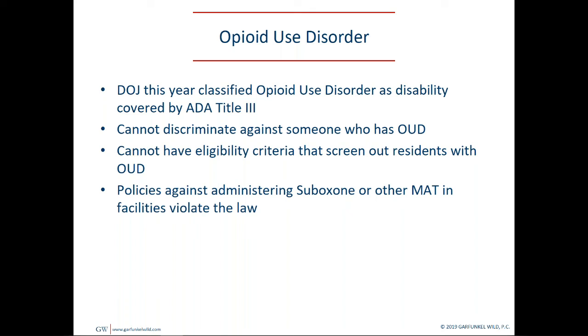as residents in your facility, you can't have neutral eligibility criteria that tend to screen out residents with opioid use disorder. For example, many providers, many facilities have historically had policies against administering Suboxone or other medically assisted treatment for opioid use in their facilities.